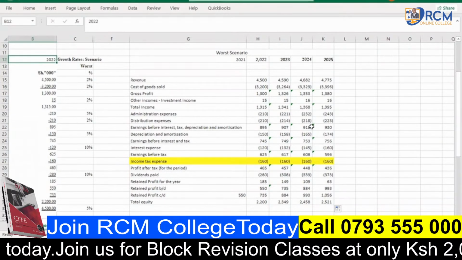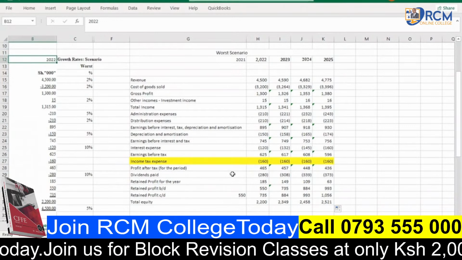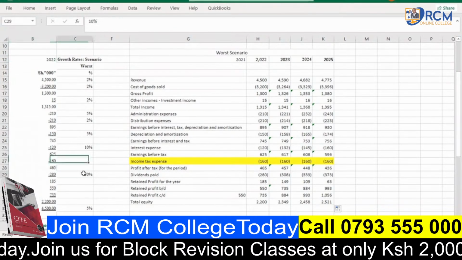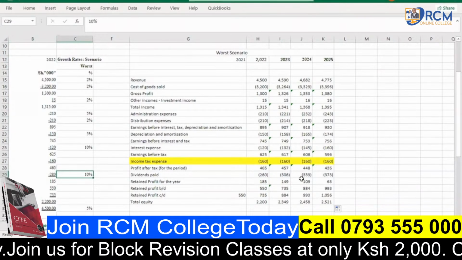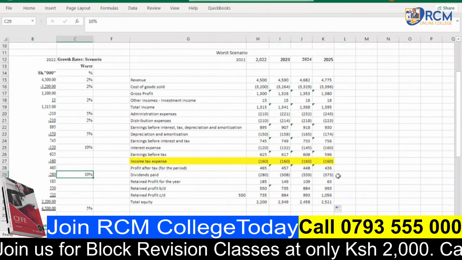Okay, so dividends you are given percentage increase. Dividends ulipewa percentage increase, sasa hiyo haina shida. You just take the percentage increase and then you work it out.